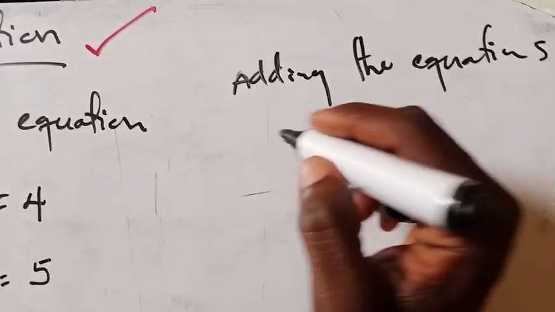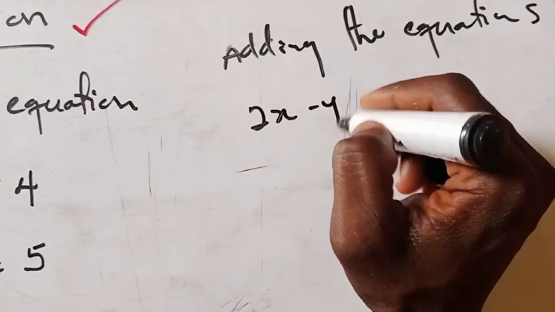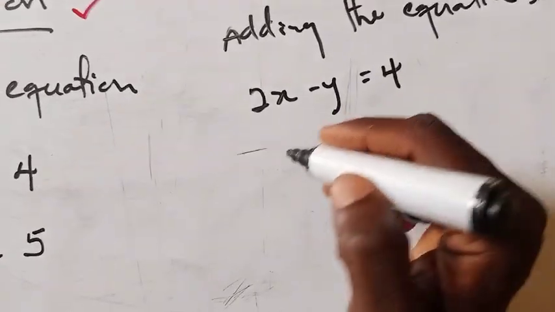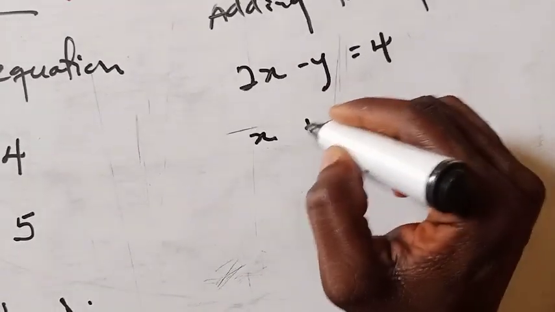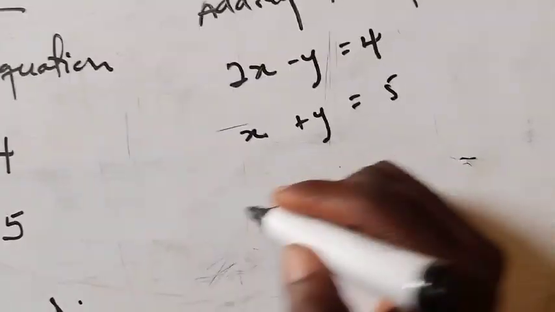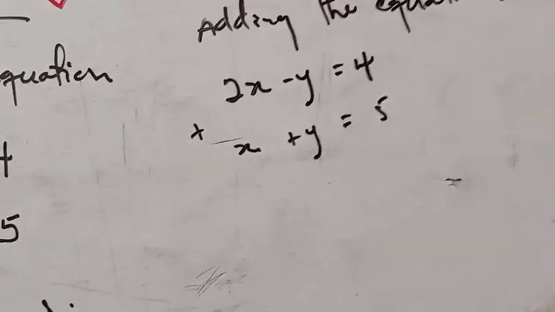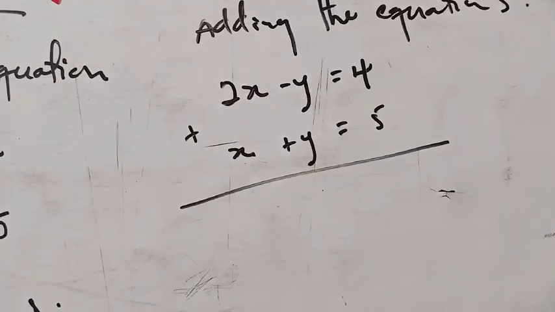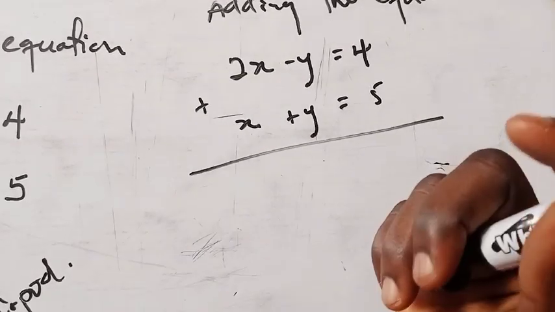Adding these equations, you have 2x minus y equal to 4, and then we have x plus y equal to 5. So we are adding the two equations together. The addition is very, very simple and straightforward. So the key here is: why are we adding?